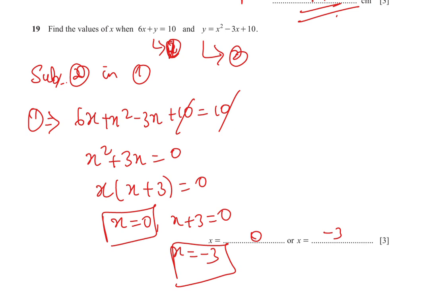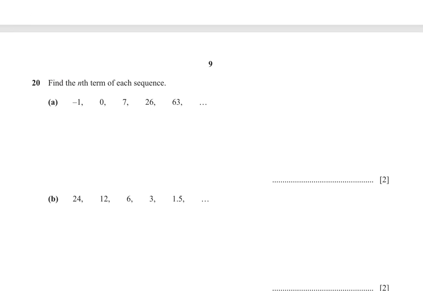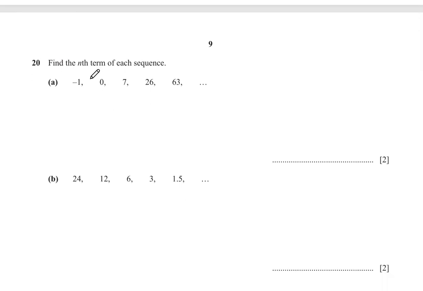So I hope you can understand that. We can move on to the next question. The 20th question: find the nth term of the sequence minus 1, 0, 7, 26, and 63.